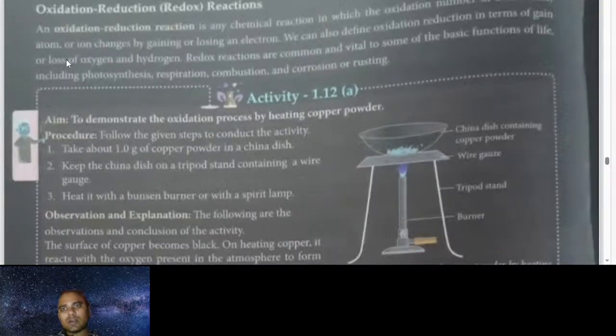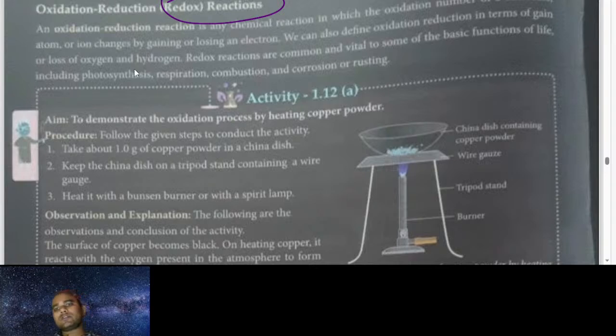There are many activities here, student. Here we are talking about redox reaction. The redox reaction is a type of reaction, student, also called the oxidation and reduction reaction. A reaction in which oxidation and reduction take place together is called a redox reaction. The reaction in which oxidation and reduction take place together is called what, student? Redox reaction. Got it, student?